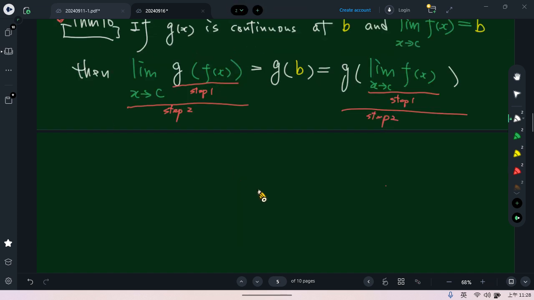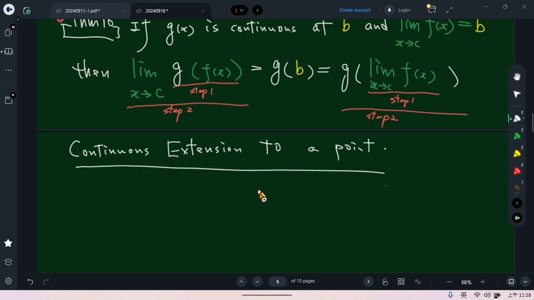The next concept I want to introduce to you is continuous extension to a point. So what is continuous extension to a point? Based on this, you can imagine that at some certain point, originally it is not continuous, but to some extent, can I make it up so that it becomes continuous?